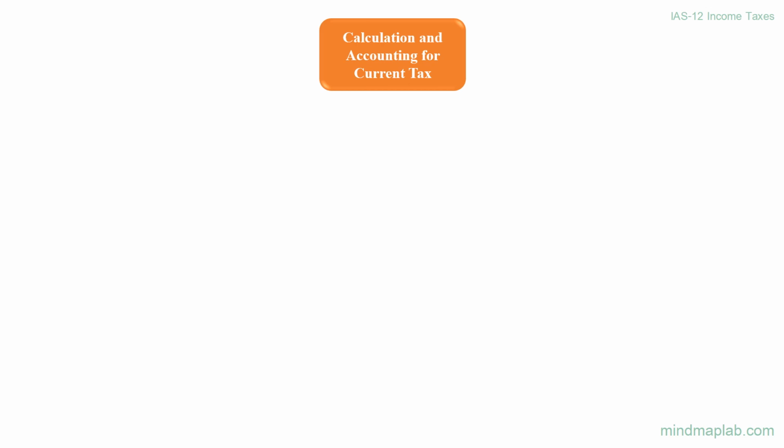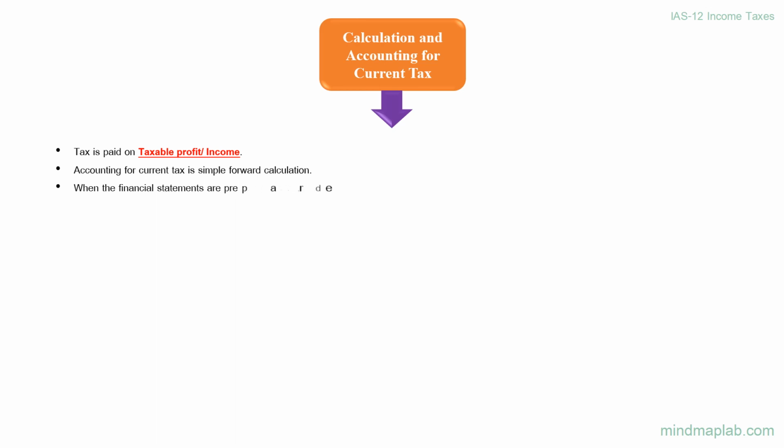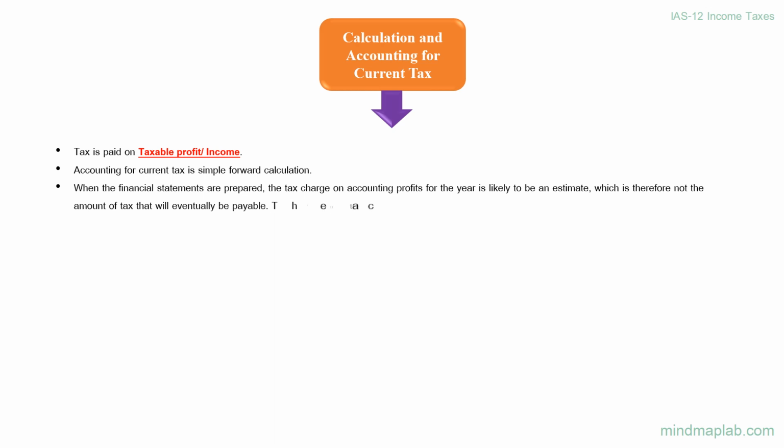Okay. Now we understand the requirement of IAS 12. Let's understand the calculation and accounting for current tax. Tax is paid on taxable profit or income. Accounting for current tax is a simple straightforward calculation. When the financial statements are prepared, the tax charge on accounting profits for the year is likely to be an estimate, which is therefore not the amount of tax that will eventually be payable. The actual tax charge, based on taxable profit agreed with the tax authorities, is likely to be different.